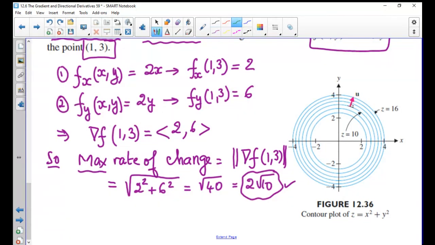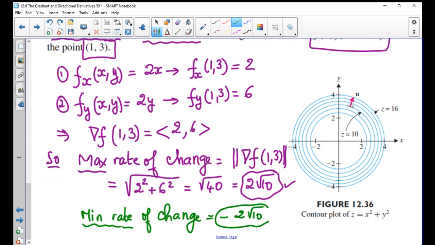Now, what is the minimum rate of change? Minus, that's it. The minimum rate of change will be minus 2 square root of 10. So at the point (1, 3), which is somewhere here, our function is changing when you go in different directions. The maximum rate of change is 2 square root of 10, and the minimum is minus 2 square root of 10.